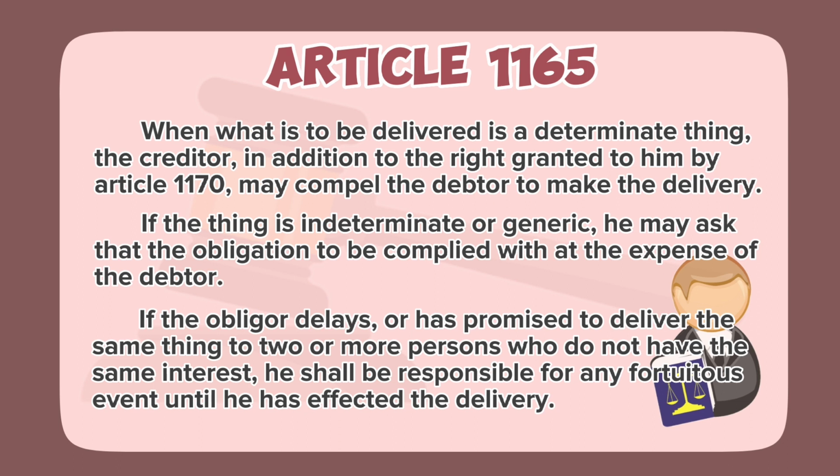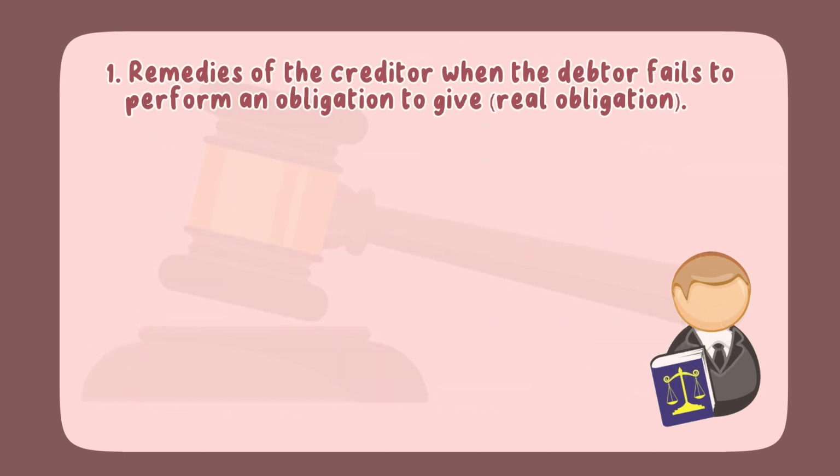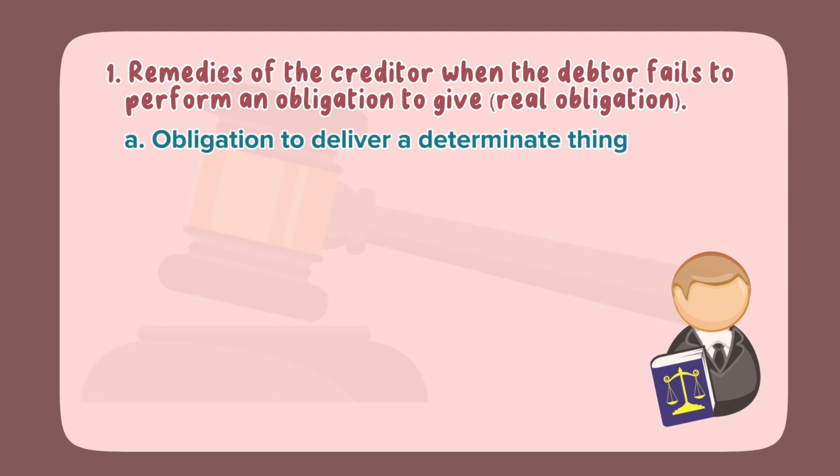The first thing I'm going to discuss is the remedies of the creditor when the debtor fails to perform an obligation to give, or real obligation. There are two topics to be discussed here. First is the obligation to deliver a determinate thing. Second is the obligation to deliver a generic thing. I already discussed the difference between determinate and generic thing in my previous video. I will place the link in the description box.